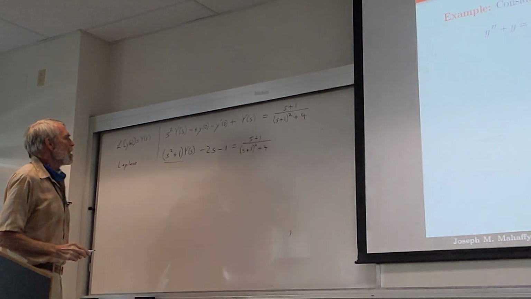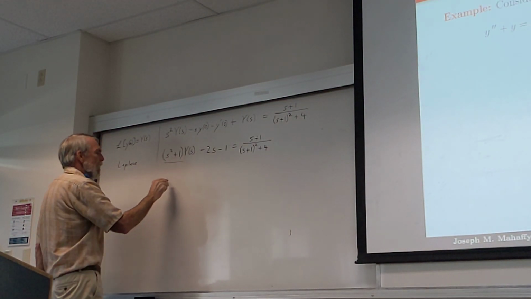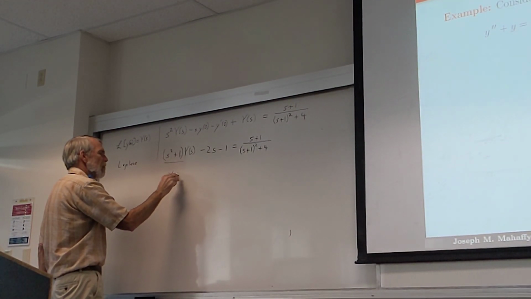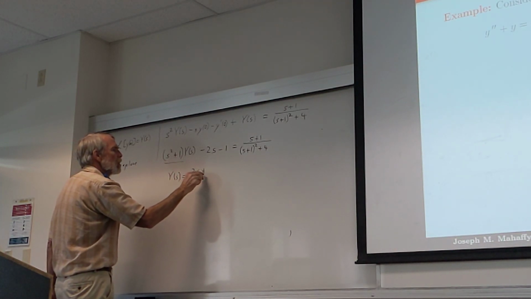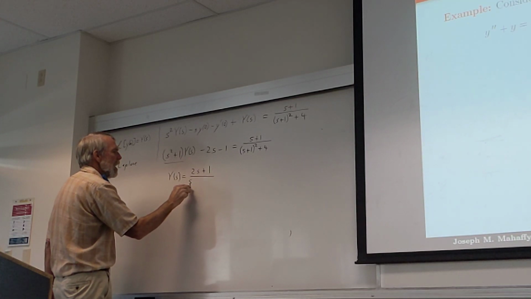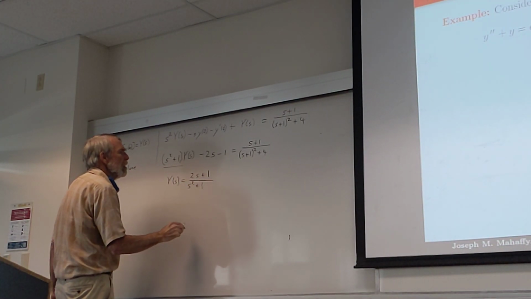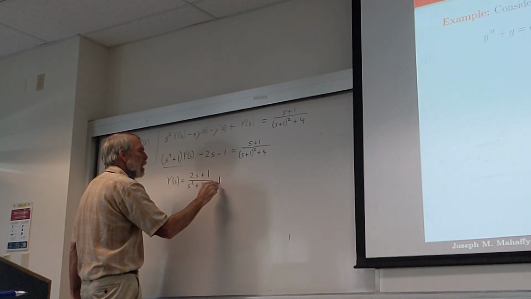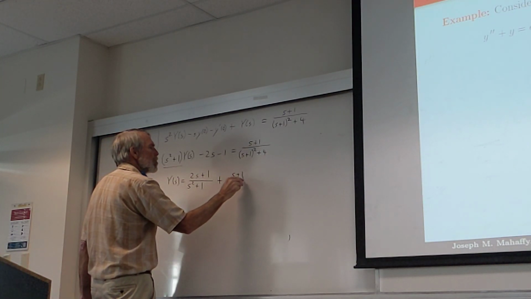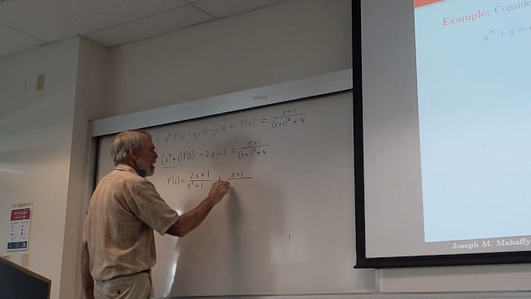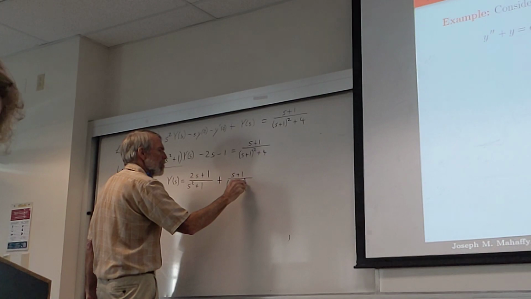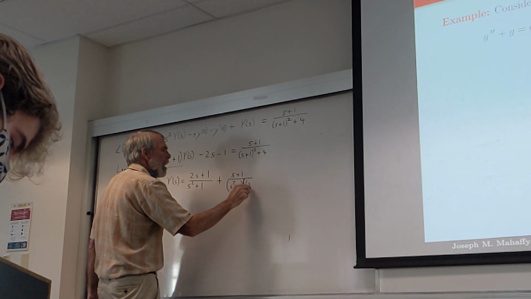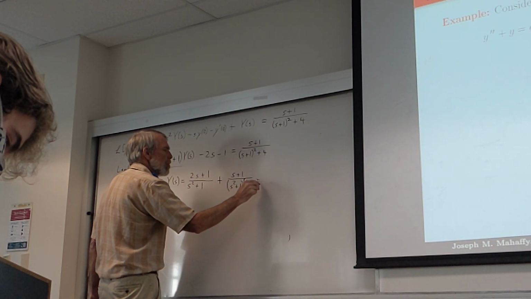Okay. So solving for y of s, it's going to be 2s plus 1 divided by s squared plus 1, plus s plus 1 divided by the quantity s squared plus 1 times, some square brackets on there, the quantity s plus 1, squared, plus 4.